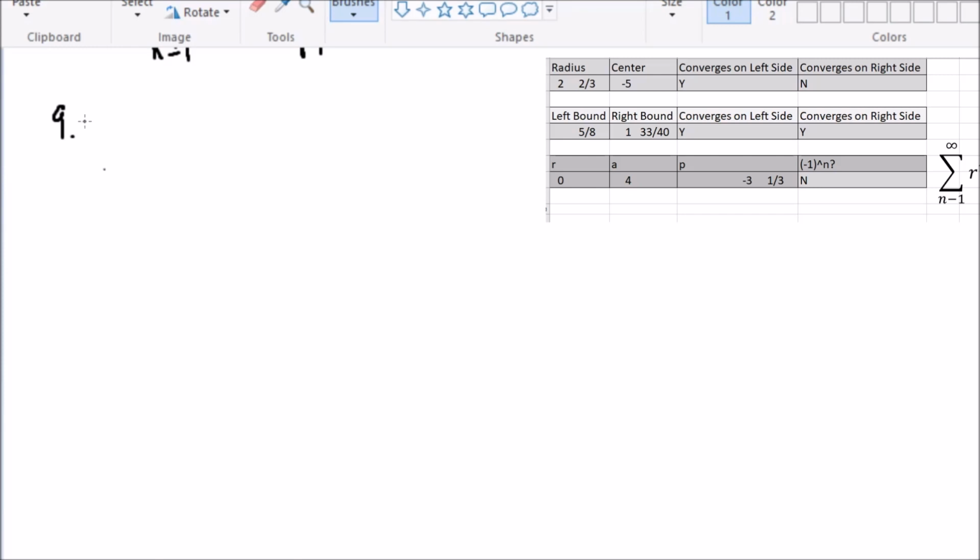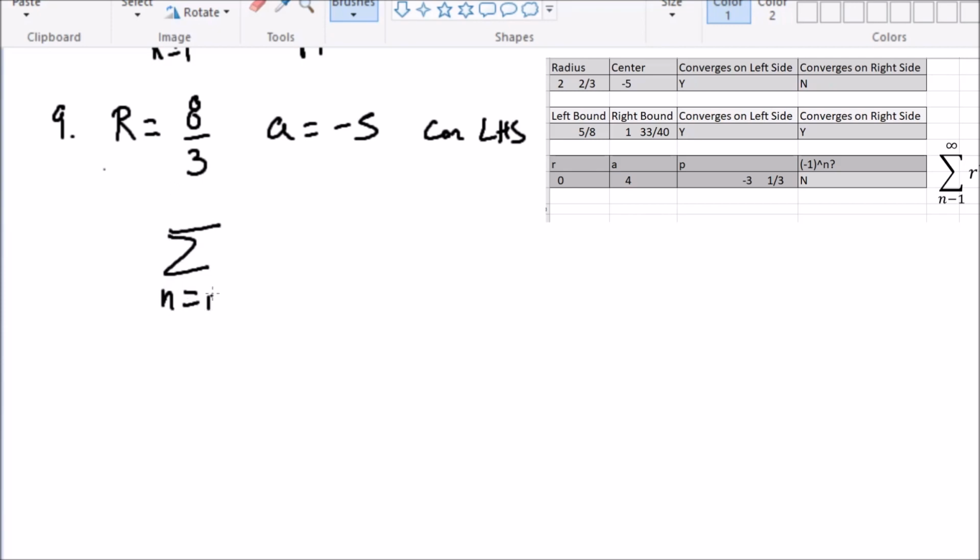Okay, number 9. Radius is equal to, what is that, 8/3? Yes, 2 is 6/3 plus 2, okay, 8/3. And then the center equals -5. Converges on the left-hand side. This is going to be the sum from n equals 1 to infinity, 3 to the n, (x plus 5) to the n, over 8 to the n times n.